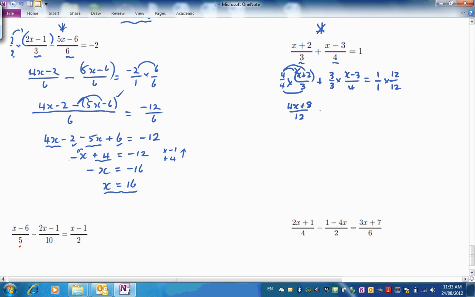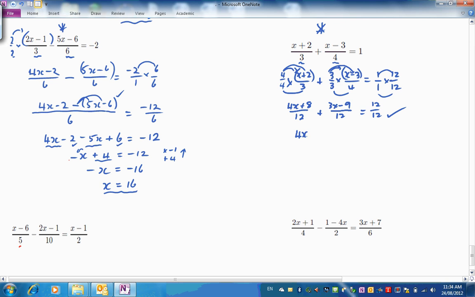8, plus, here we have over 12, there we are, and 3 lots of all of this number. 3 lots of x is 3x, and then 3 lots of neg 3 is neg 9. And over here, 1 by 12 is 12, and 1 by 12 here. So it looks like we have done it. We've got all the bottom lines or denominators the same. Let's look at the top lines now.